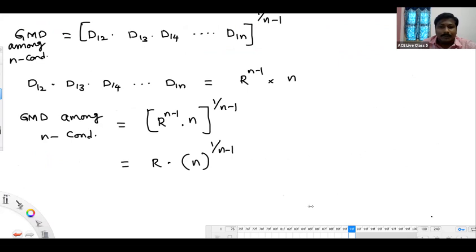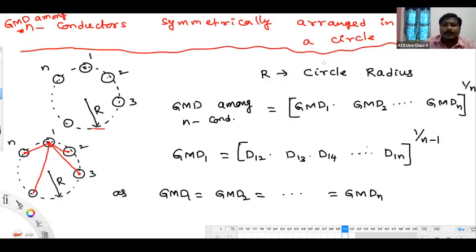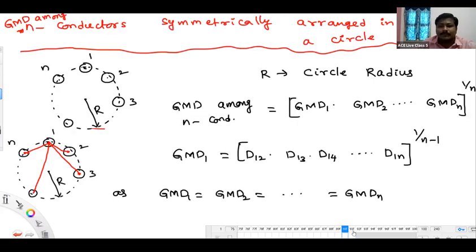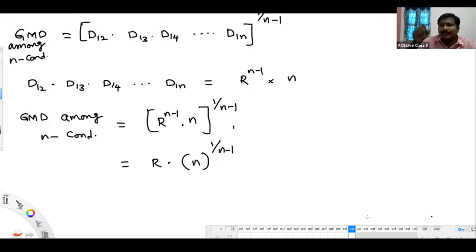Now let's think about practicality. Capital R is the radius of the circle. Already I have mentioned, no? Listen please. Where is the denominator? It is n minus 1, not minus 1. 1 by n minus 1.